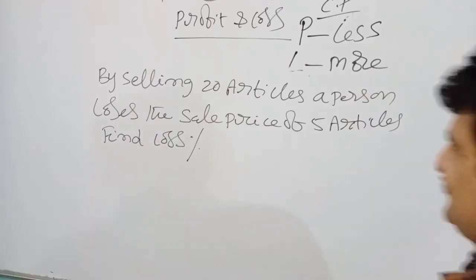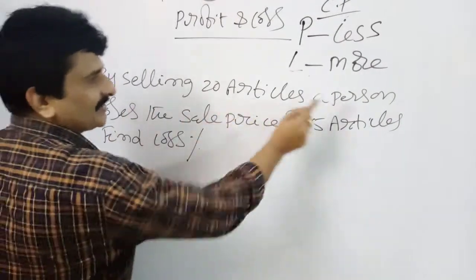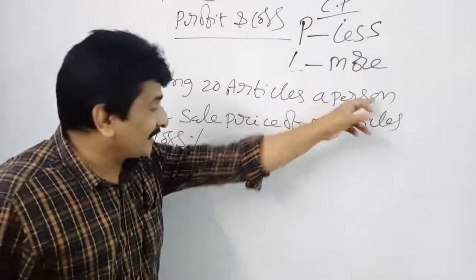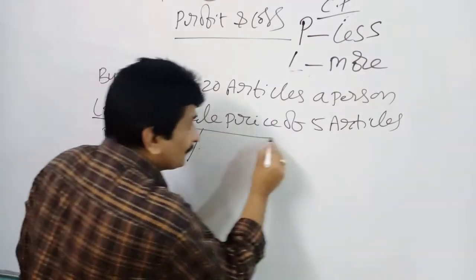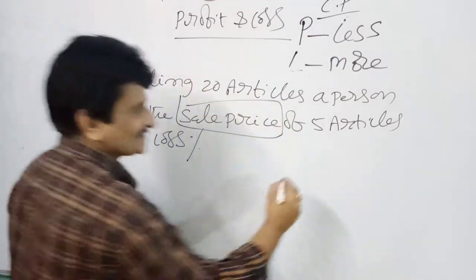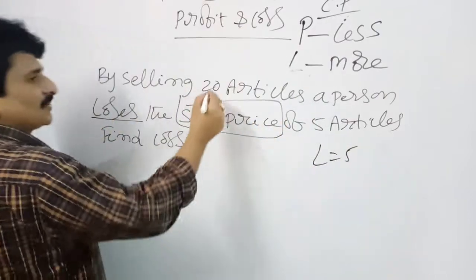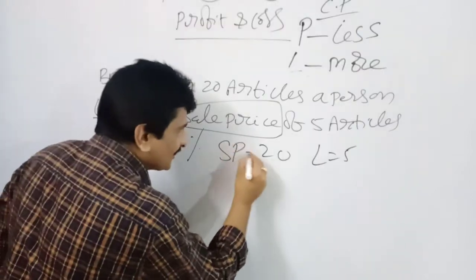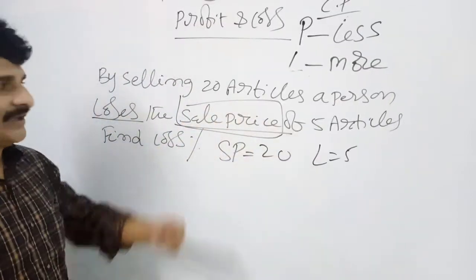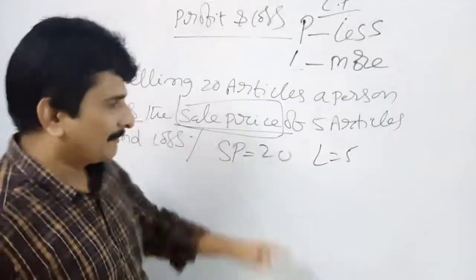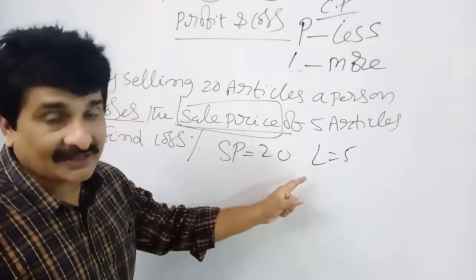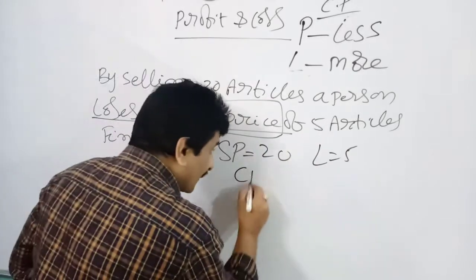See this question. By selling 20 articles, a person loses the sale price of 5 articles. So he has given the loss. So 5 will be the loss. 20 will be the selling price because he mentioned sale price of. That's why this 20 will be the selling price. But we have to find the percentage of loss on CP only. That's why we have to find the CP.